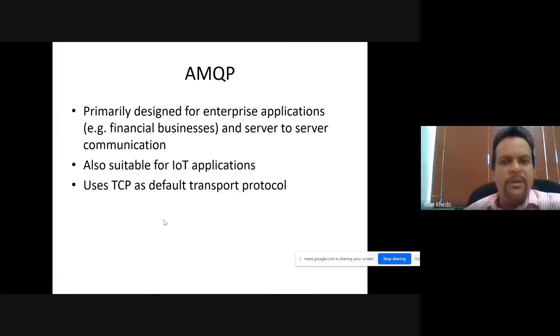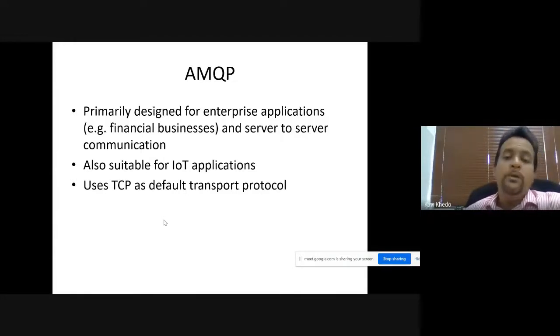So yes, primarily designed for enterprise application. This is what I've told you, financial businesses, for example, for server-to-server communication. This was its original aim, but now it is also suitable for IoT application. This is why it has become the third most important IoT protocol, actually, after MQTT and CoAP. This is why I've added it in my lecture here.